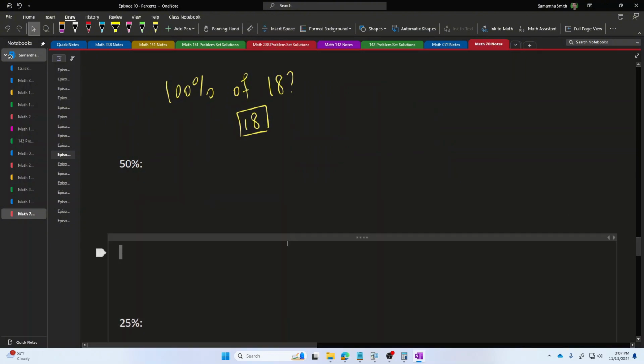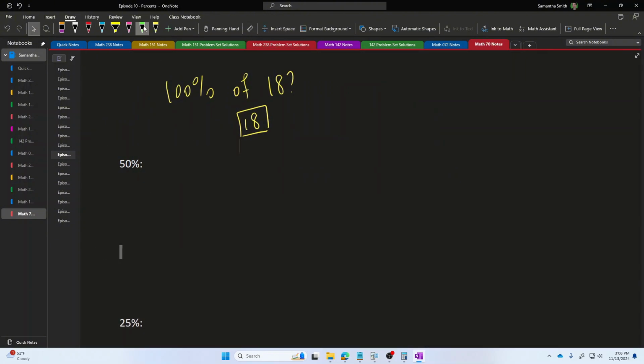50% is also a pretty special number. 50%, if you think about this as a fraction, is 50 out of 100. And if I reduce and simplify that fraction by dividing 50 out of the numerator and denominator, 50% is the same thing as 1/2. So if someone says 50% of a number, that's literally just half of that number.